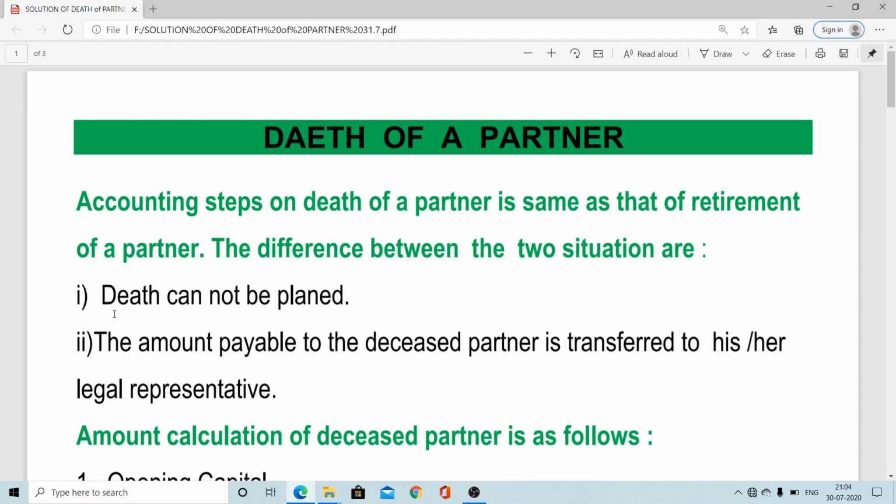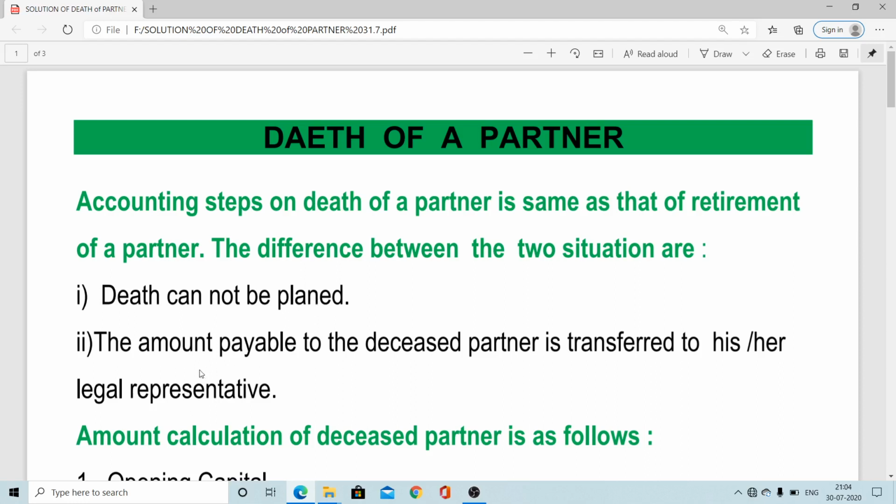That is, here, death cannot be planned. In case of retirement, it takes place at the end of the year. It is plan wise, but death can happen anytime. So therefore, plan wise calculation we cannot do.